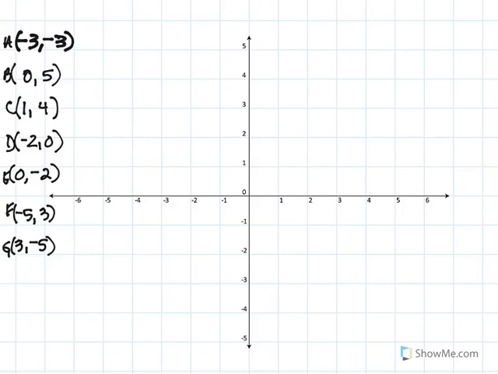Okay, here we're just going to make sure that we understand how to read the coordinate plane. So on the coordinate plane, we have the x-axis, which is like the real number line, and then you have the y-axis, which runs up and down. The x-axis runs left to right, the y-axis runs bottom to top.